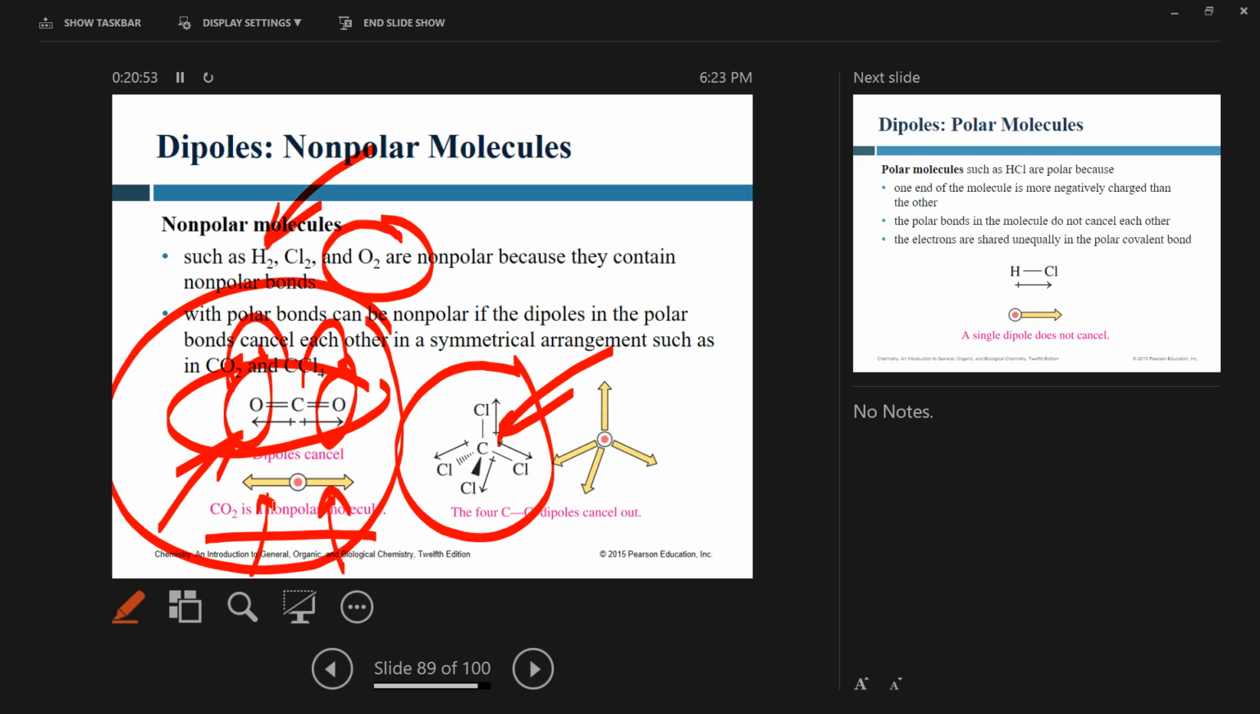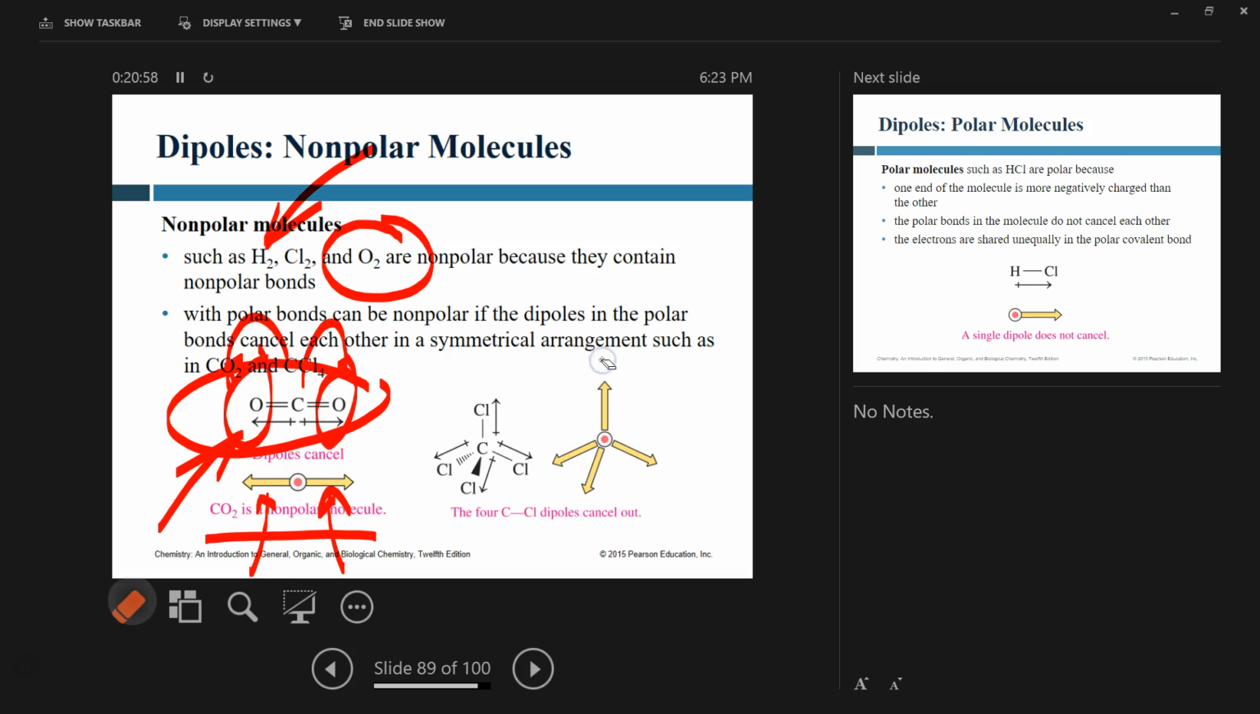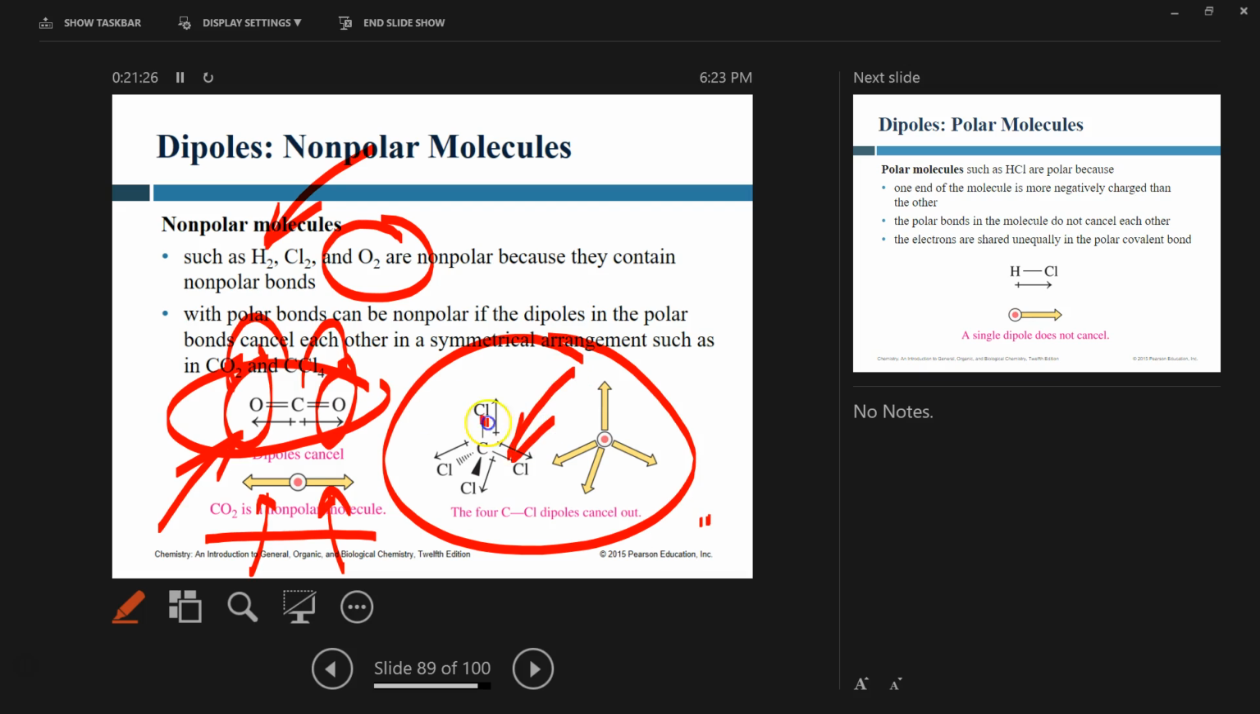Let's look at another molecule shown here. A molecule of carbon tetrachloride. So, what has higher electronegativity? Chlorine atom or carbon atom? Chlorine. So chlorine will pull the electron density towards itself. Does that make sense? So each of these bonds will be polar. Is that clear?